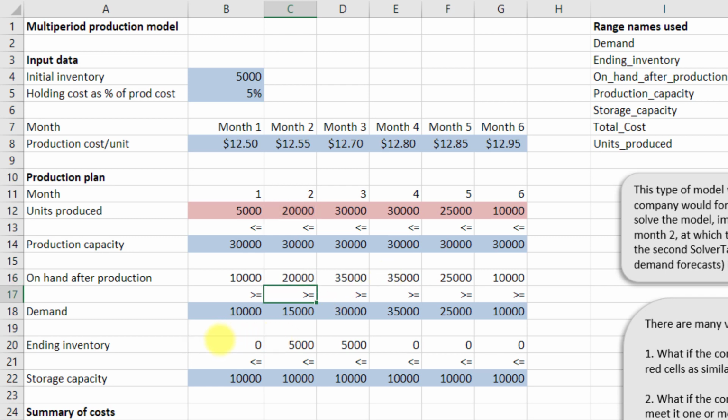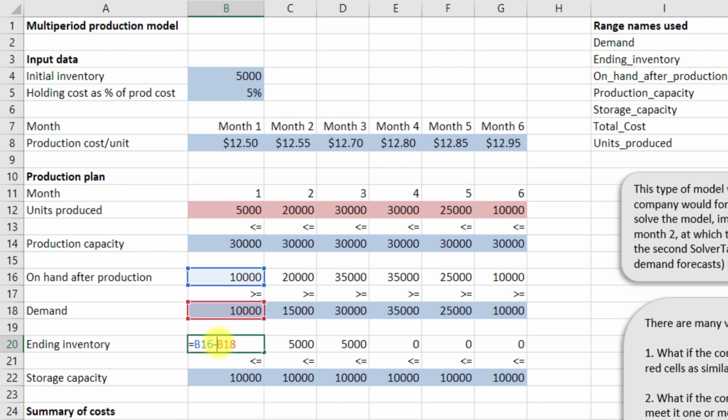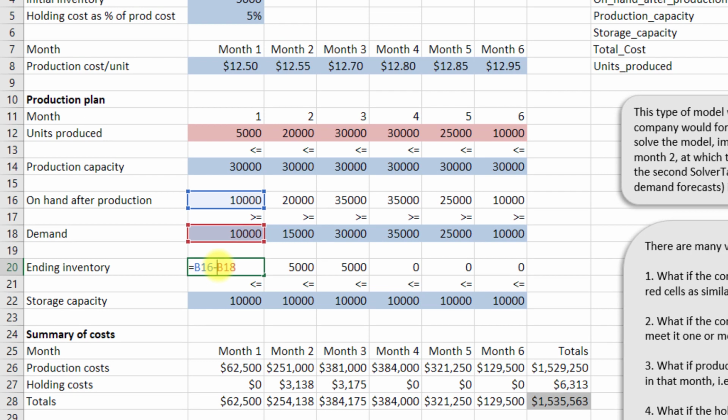Finally, our ending inventory. Our ending inventory is fairly straightforward. You take whatever you have on hand after production, that's what you have available for sale, keeping in mind this is units, not dollars, and from that you subtract your demand each month, and this will give you whatever you have left over in ending inventory.